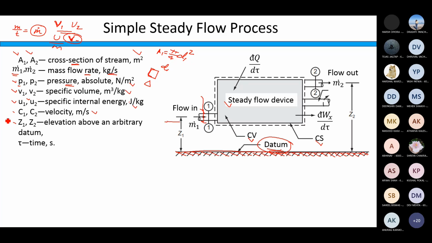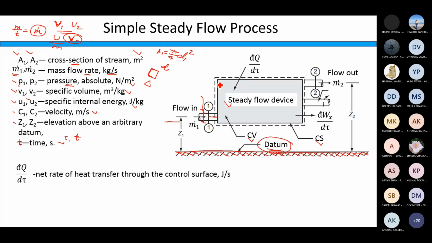Next, Z1 and Z2. These are the elevations above the arbitrarily chosen datum. So Z1 is the height at which your inlet is located from the datum, and Z2 is the height at which the outlet is located, right? And the last term, tau, or you can call this T also. It doesn't make any difference whether you say tau or T. I may use these interchangeably. Sometimes I may say T also, that's fine. So this is time, or tau, which is measured in seconds.